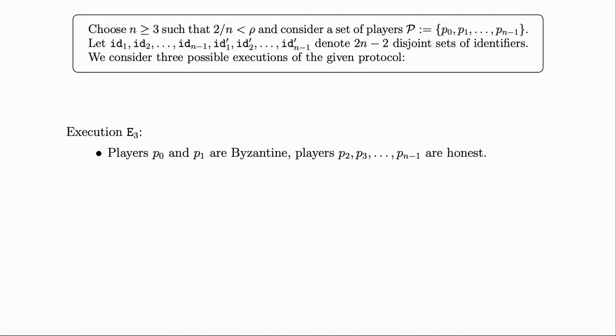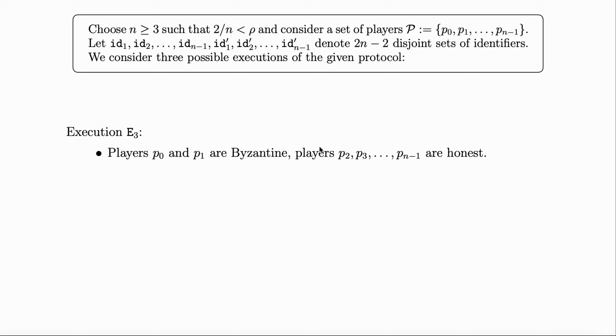Okay, then we move to our third execution. The idea here is that we're going to make sure this execution is indistinguishable from E2 as far as P2 up to Pn minus 1 are concerned. So they still have to give the output of 0. In this execution, P0 and P1 are now Byzantine. Remember, we're allowed to corrupt up to 2 players. And now P2 up to Pn minus 1 are honest.